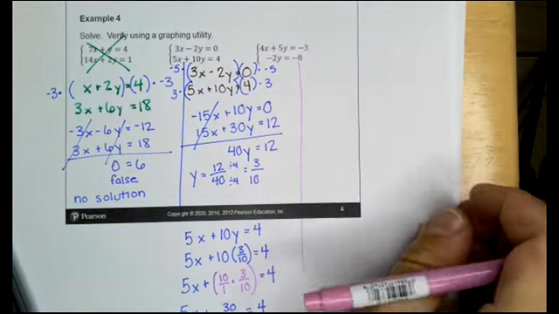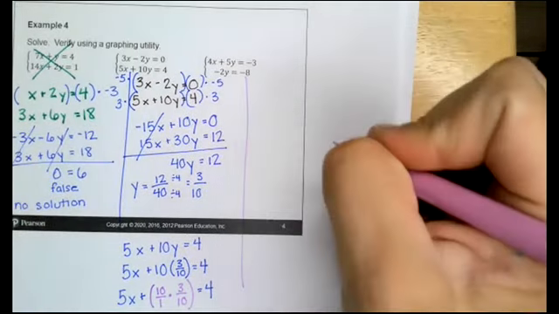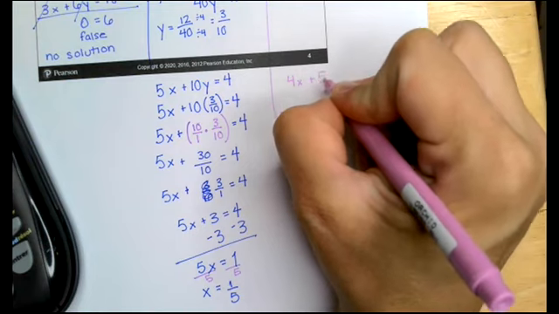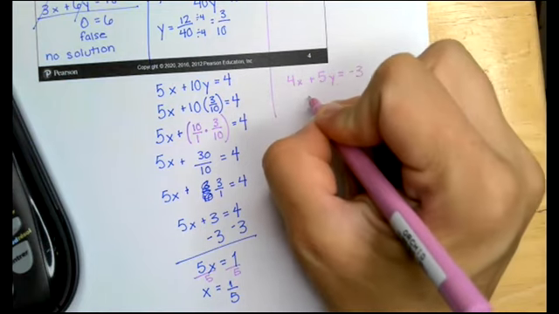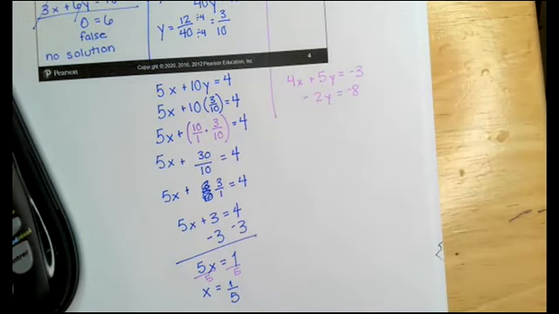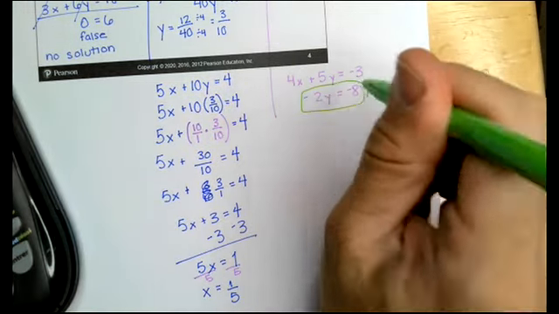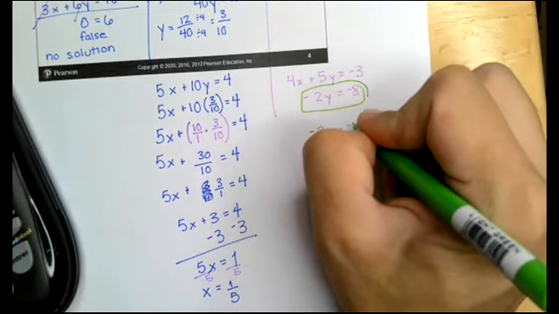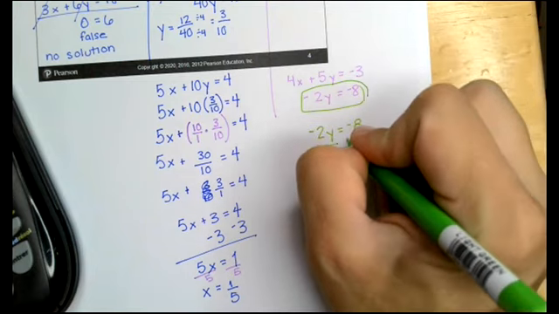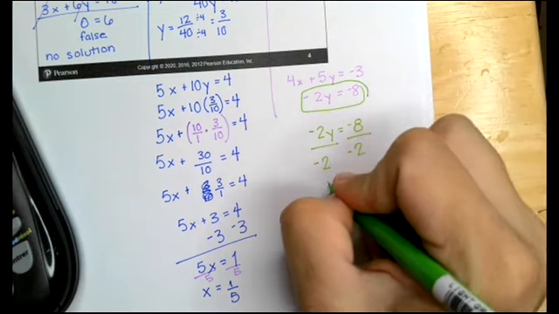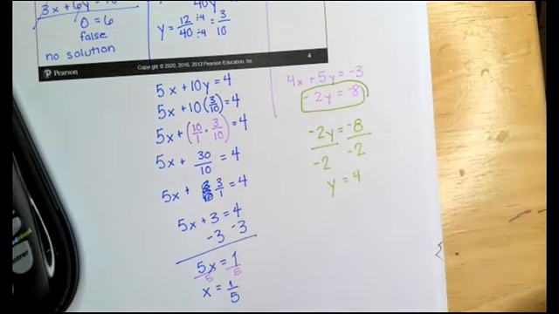Last one. Ooh, look at this one. I have 4x plus 5y equals -3, and -2y is -8. I can use this one right away. So -2y equals -8. Because there's no x, I can just solve for y. Divide by -2, divide by -2, y is 4.